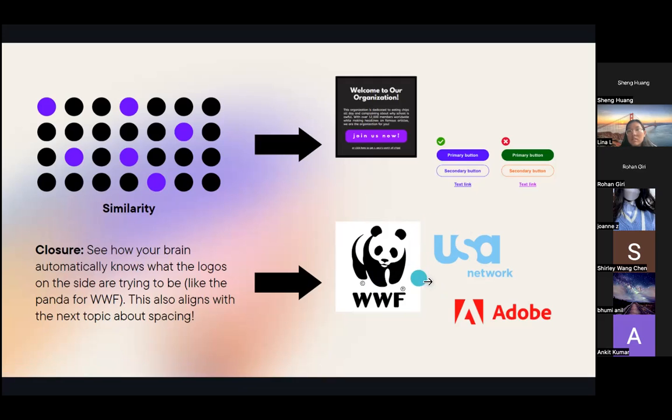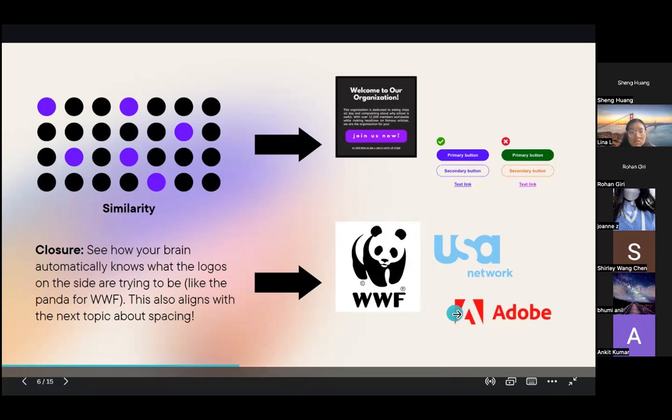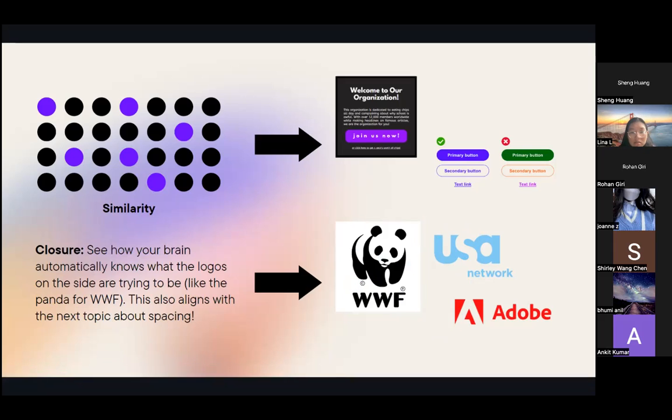Same thing for the USA Network. You're going to see that they're not actually putting a different color for the S. They're rather just cutting out and letting your brain take in the negative space to see the S in USA. Same thing for Adobe. You can literally see that it's trying to say the A in Adobe. So that's how you can use closure from the gestalt theory in your design.